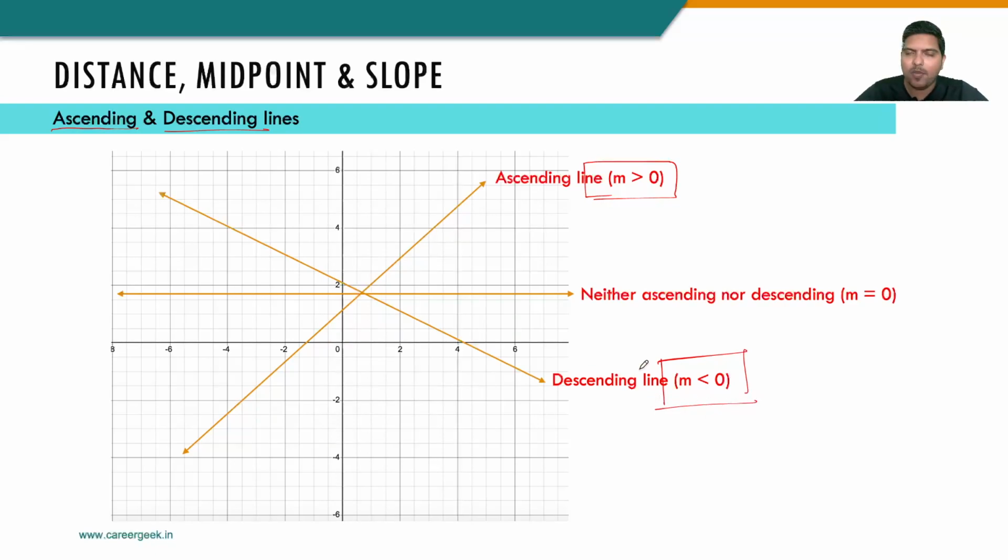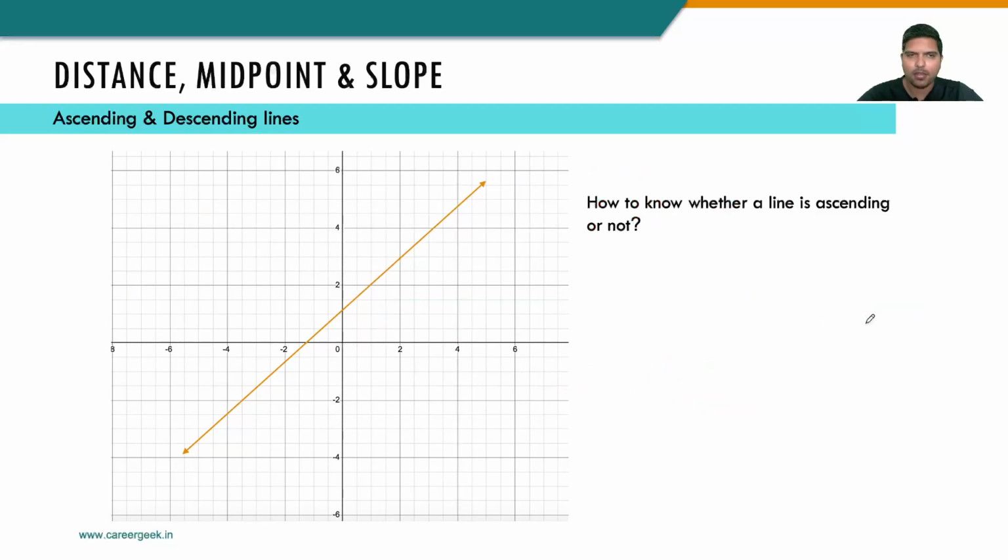Now what is a line which neither ascends nor descends? It goes straight. It neither goes up nor goes down, which is a horizontal line. And what is the slope of a horizontal line? It is always 0. Okay, so how do we know that the line is ascending or not? So take any point, okay? Let's say x1, y1.